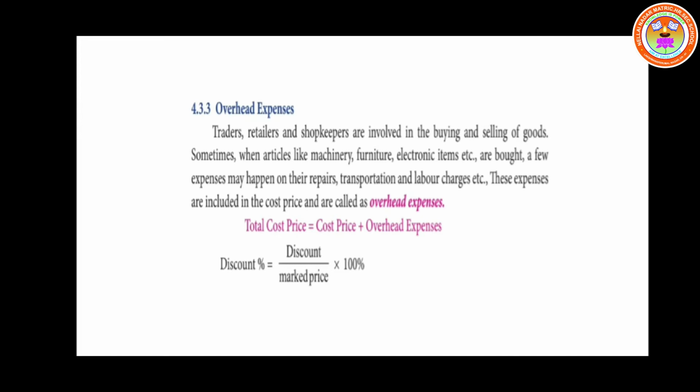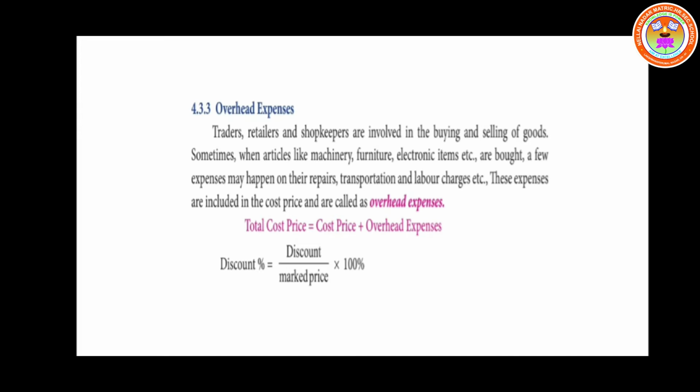I think you all understood, children. Suppose you are going to buy any furniture. For example, you are going to buy a cot for your house. You have to carry whatever cot you are buying from the shop to your house. So they may put the carrying charges or vehicle charges or transport charges along with your cost price. That is called overhead expenses.